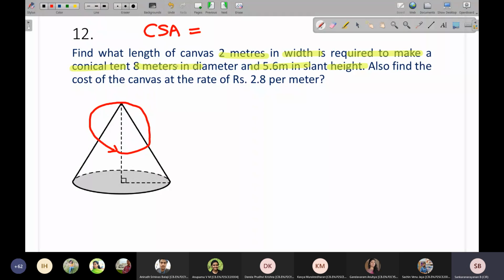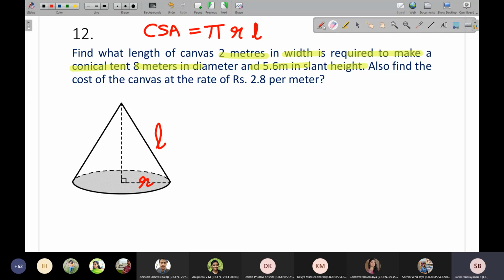What is the formula to find the curved surface area of a cone? Curved surface area of a cone is pi r L, where r is the radius and L is the slant height. If you look at a cone here, this is the radius and this is the slant height L. The curved surface area, that is the area pertaining to this curved surface, will be nothing but pi r L. So let us do the calculation here.